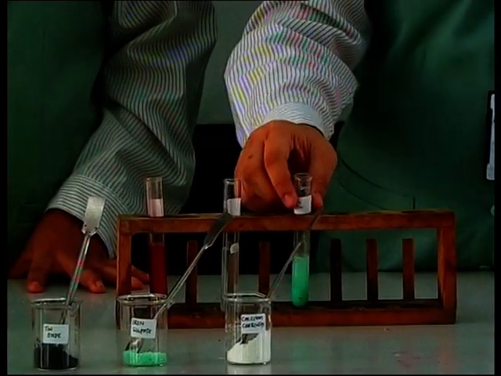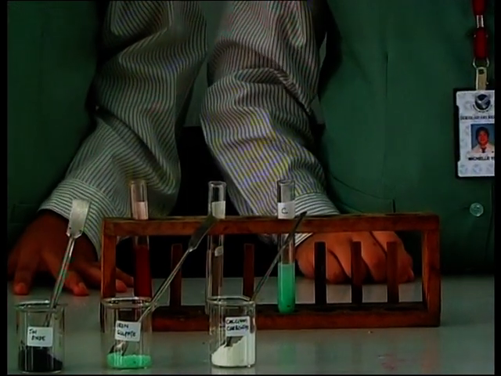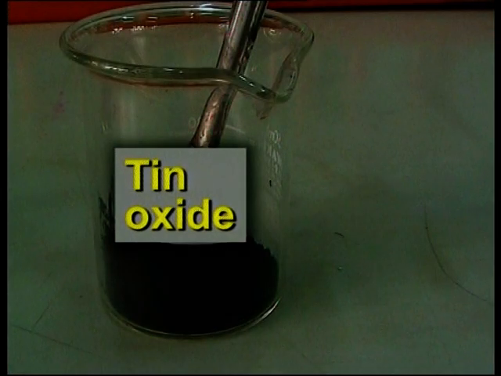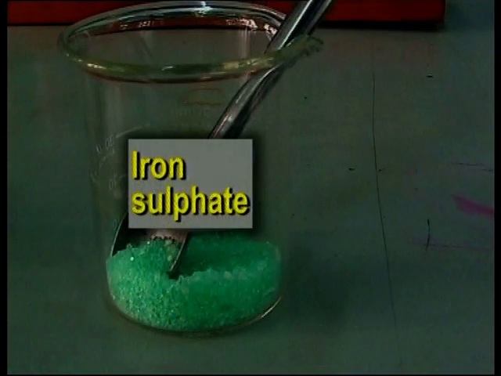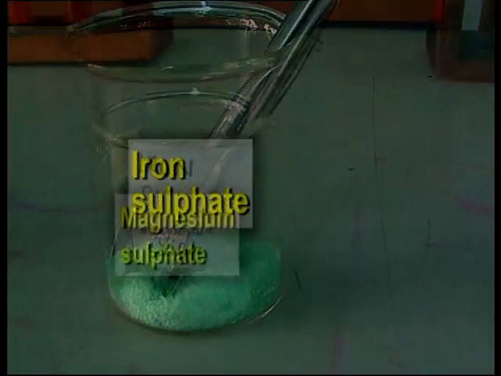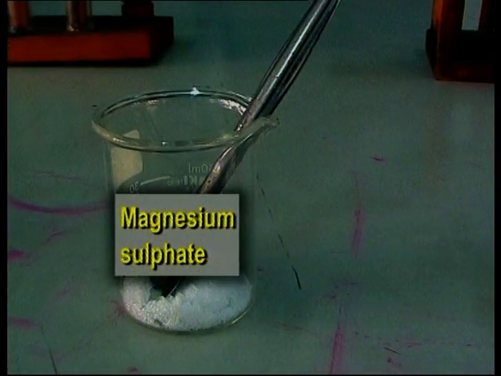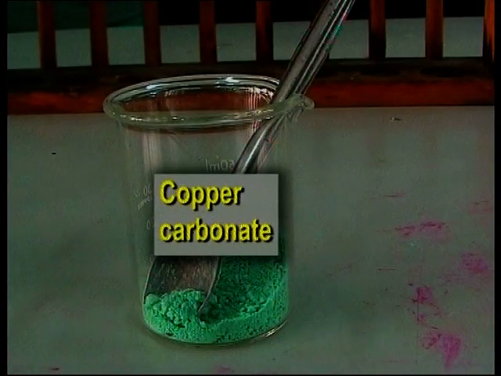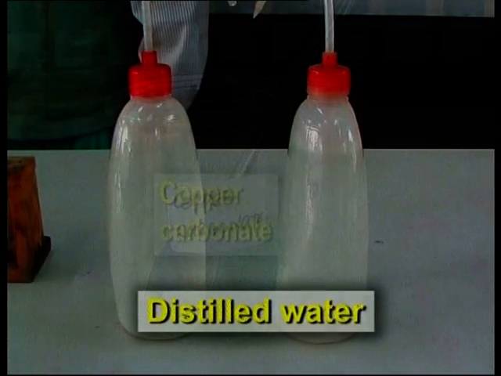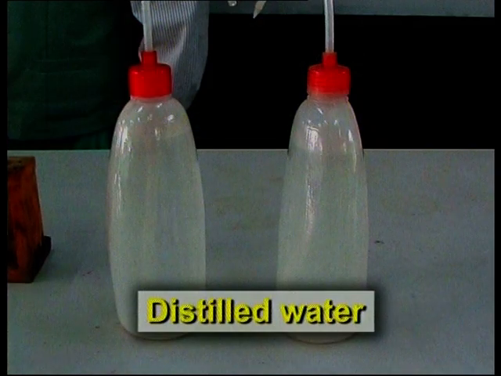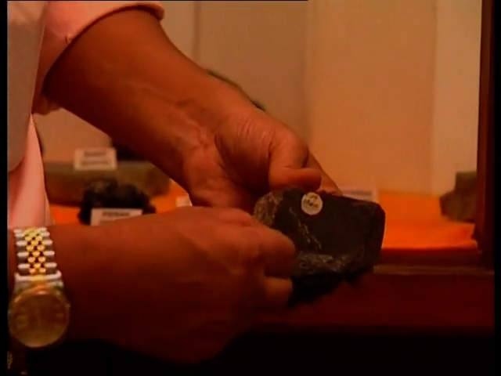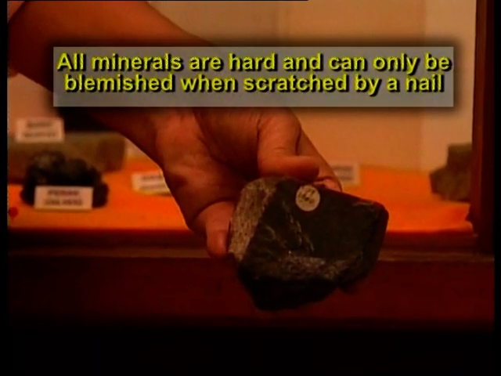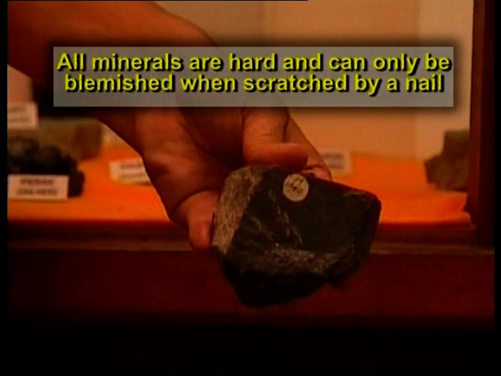As for the materials to be used in this experiment, we will need iron oxide, tin oxide, iron sulfate, magnesium sulfate, calcium carbonate, copper carbonate, and distilled water. For the hardness of minerals, we can conclude that all minerals are hard and can only be blemished when scratched by a nail.